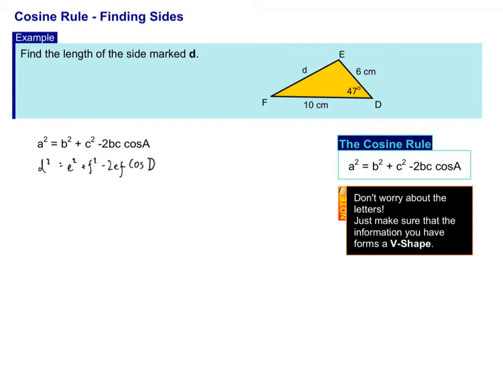This is exactly what we've got here. e is going to be this side here, f is going to be this side here, and this angle in here is the angle D.